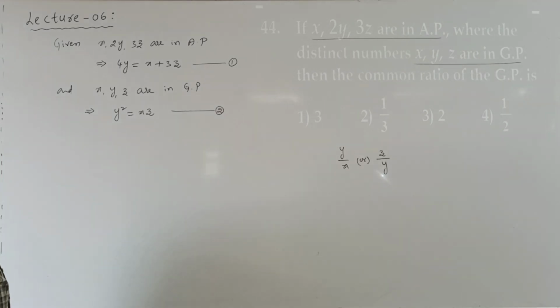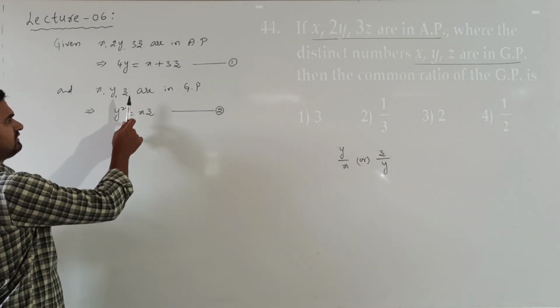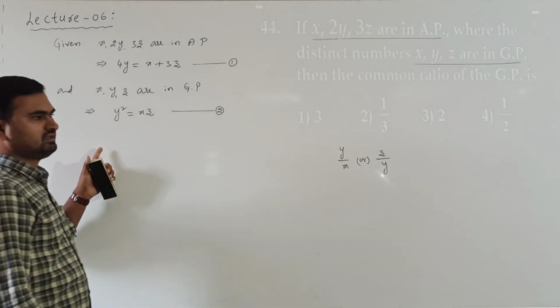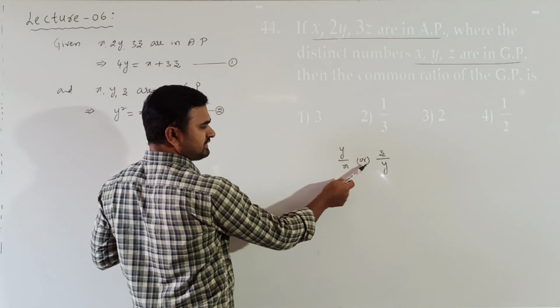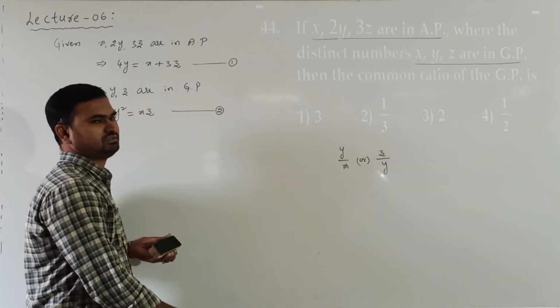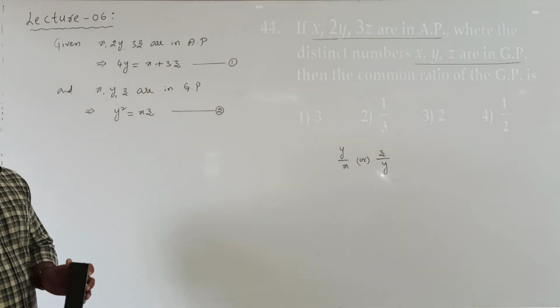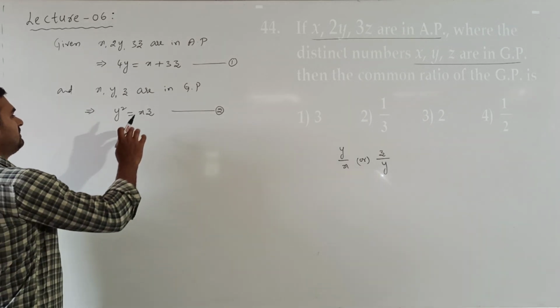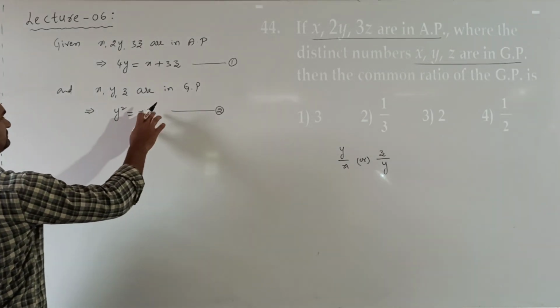So what we do is we try to eliminate either x or z. Don't eliminate y because for finding the common ratio we need y. If you eliminate y, we get an expression in terms of x and z, so that will not give the common ratio. So try to eliminate either x or z. So I write the z value. So what is z here?